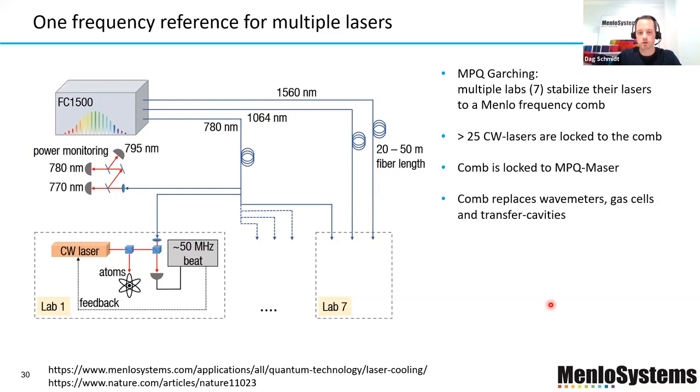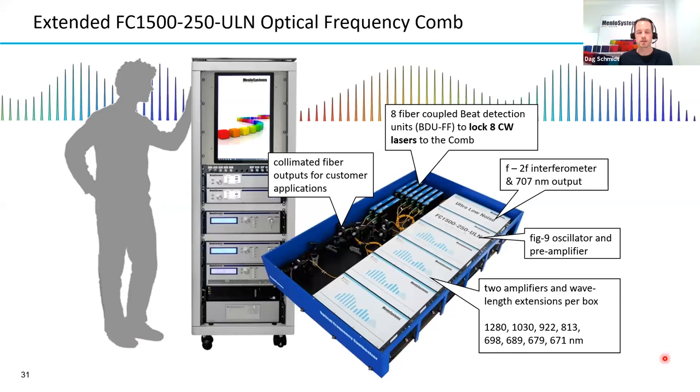Then, of course, we have to extend our systems if we want to provide light for different frequencies. What you see here is a very big customized system. The easiest way to see how many CW lasers were locked to the comb is to count the beat detection units here. So in total, we have 8. So 8 CW lasers were locked to the comb.